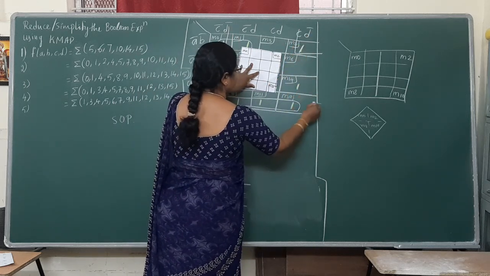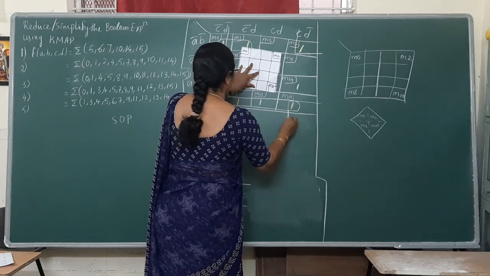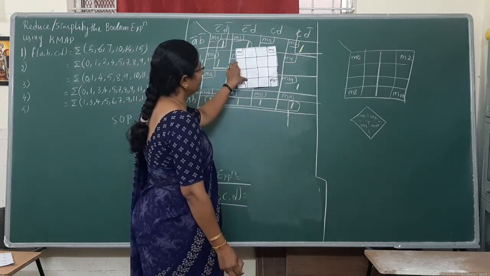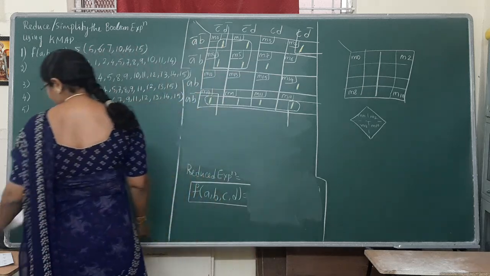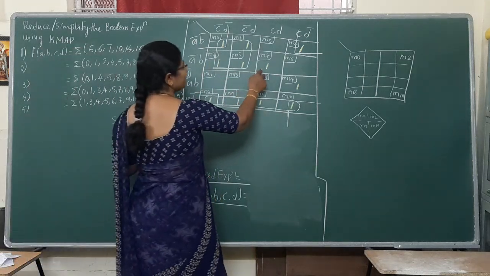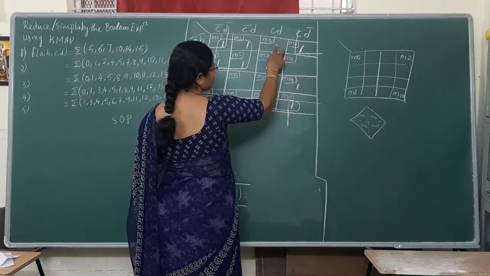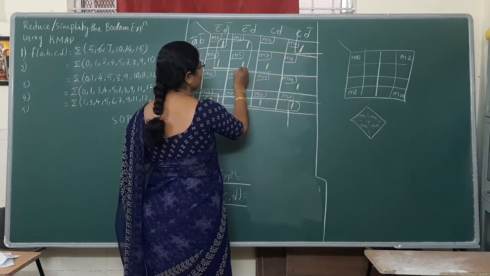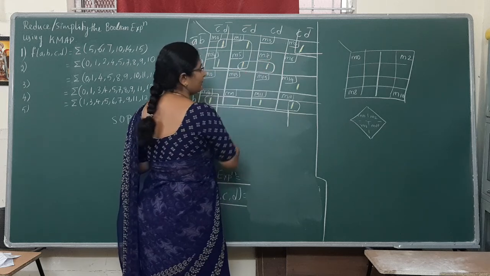M2, M10 and M8 is one quad. Did you get it? And for the remaining ones, adjacent is not there here, here also adjacent is not there, and here also adjacent is not there. Hence it is possible to group with only a pair.